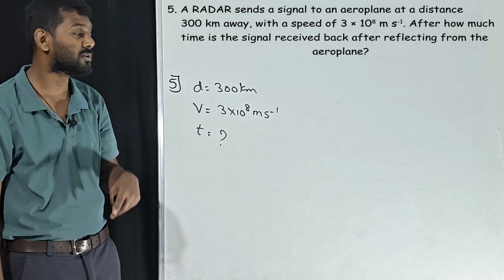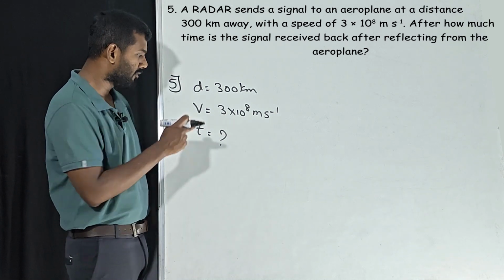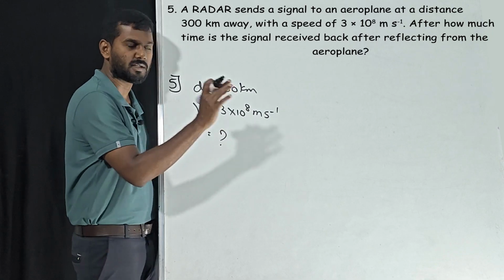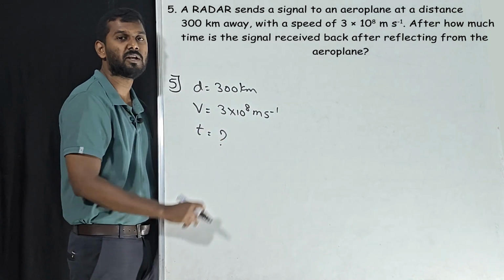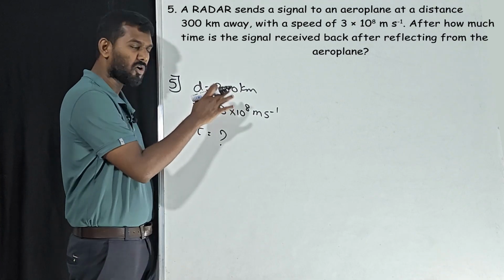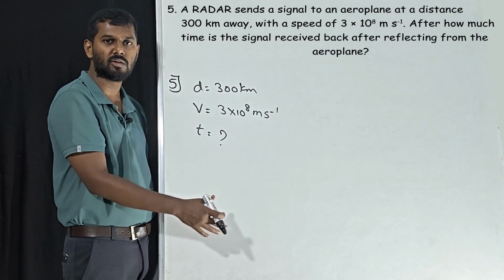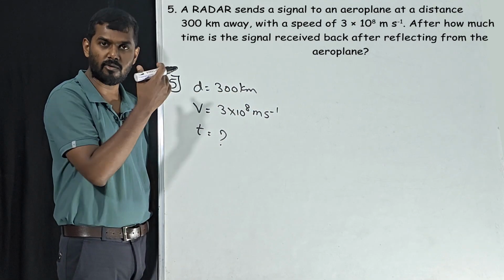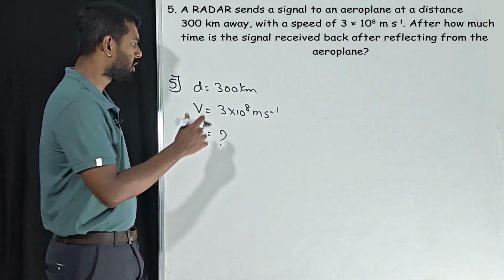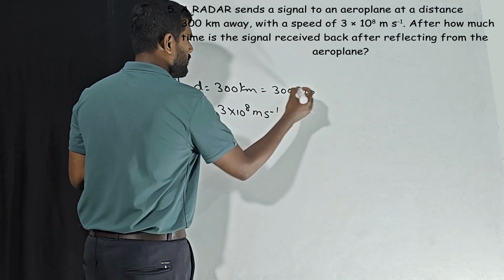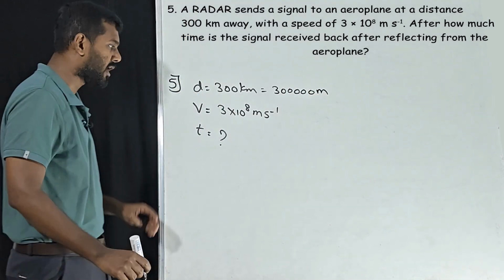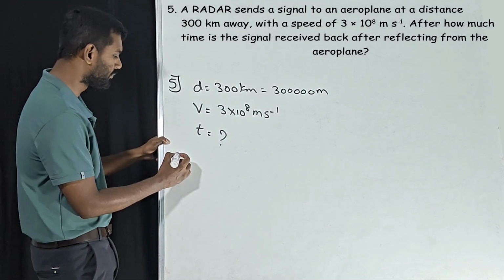Completely wrong. Why? Because check the units. Velocity is meter per second, correct. Distance has to be in meters because the velocity is in meter per second. So before substituting the values, first convert all the values to their SI units. So 300 with 3 zeros, this becomes meters. Now we can go for the value.